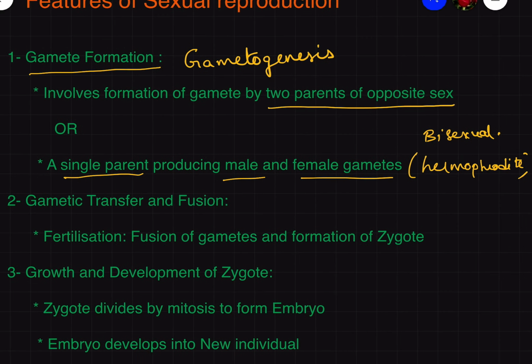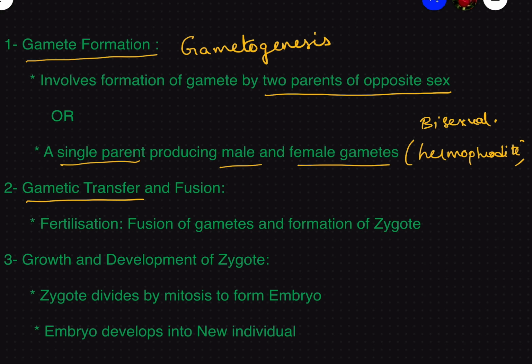Now, coming to the second step, that is transfer of gamete and its fusion. So, the gametic transfer takes place by various modes that we will discuss later. Now, after the male gamete is transferred to the female gamete, fusion of gametes takes place. The fusion of gametes is otherwise called fertilization. What is the product of fertilization? The product of fertilization is, yes, formation of zygote. So, you have to know that while gamete is a haploid cell, zygote, which is a result of fusion of two individual gametes, is diploid in nature.